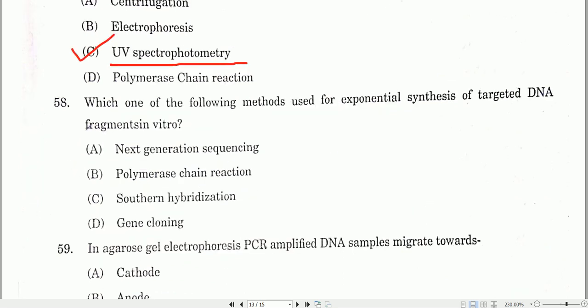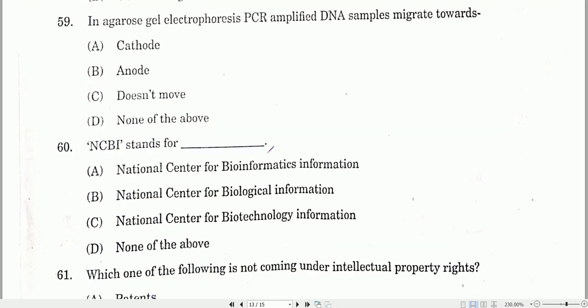Coming to question number 58, which one of the following methods is used for exponential synthesis of targeted DNA fragments in vitro? That will be polymerase chain reaction, or PCR. So option B will be the correct one. Coming to question number 59, in agarose gel electrophoresis, PCR amplified DNA samples migrate toward anode from cathode. So option B will be the correct one.